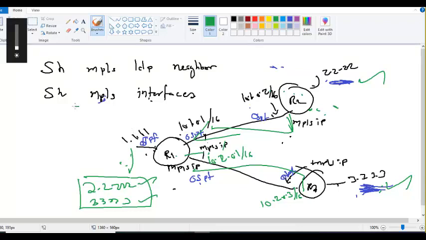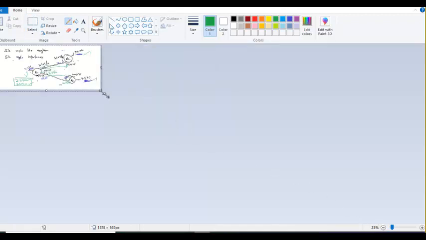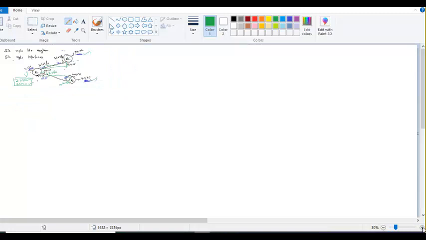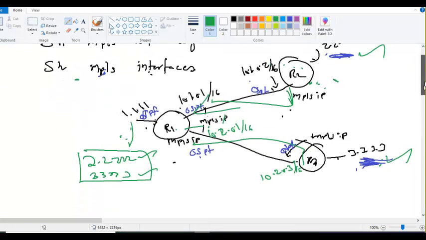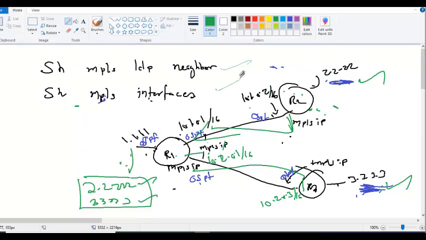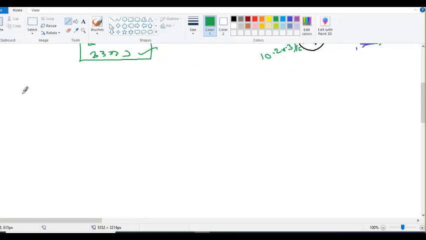All right. So these are some show commands. There are more show commands that we always use in MPLS. I'll give you at least another two. You know the purpose of this. Now, the next one is show MPLS forwarding.